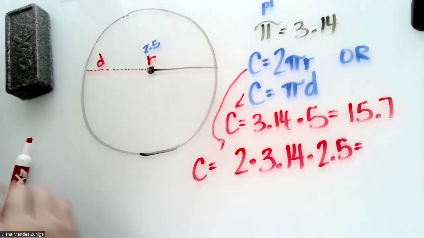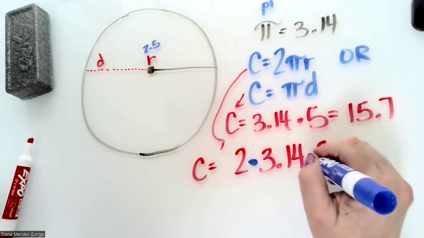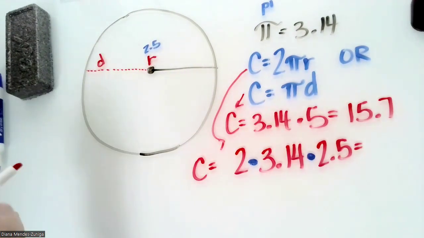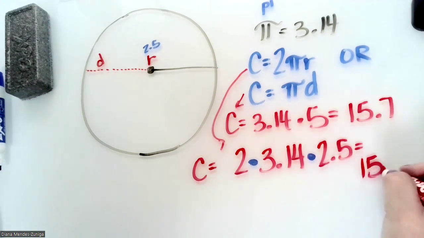Now all this is kind of running together, so I'm going to make my multiplications here so you guys can point out the decimals and the multiplication. So we're going to put this into the calculator. 2 times 3.14 times 2.5. Okay, and that is also going to give you 15.7.